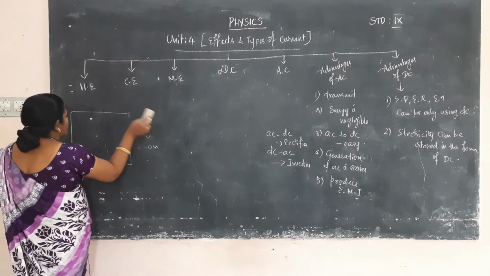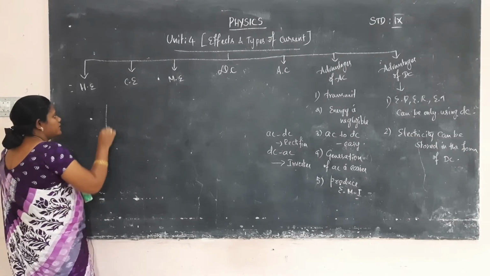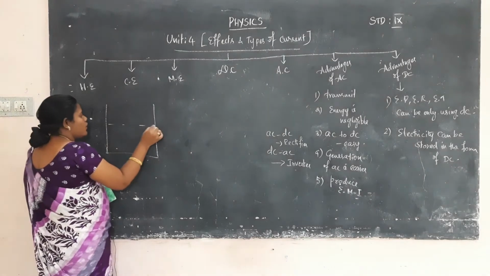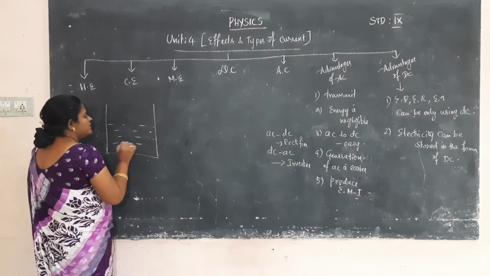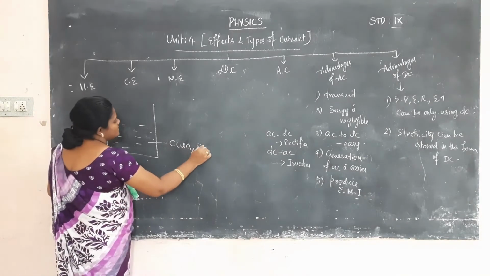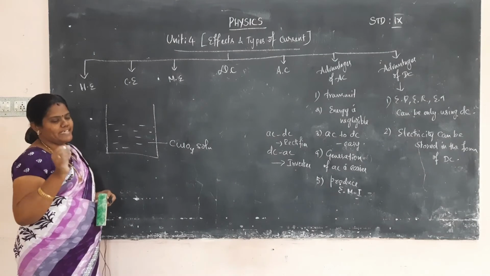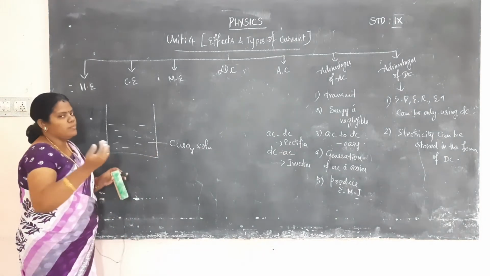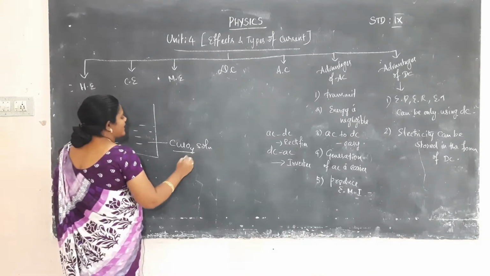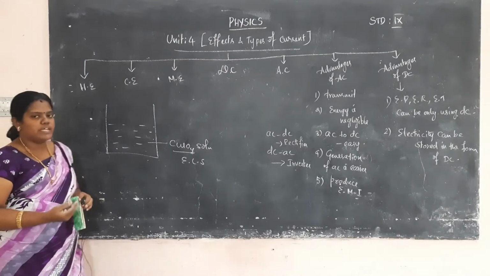Take one container filled with copper sulfate solution. That solution is considered an electrolytic solution. The liquid used in the electrolysis process is called the electrolytic solution. Then you have to take two rods.